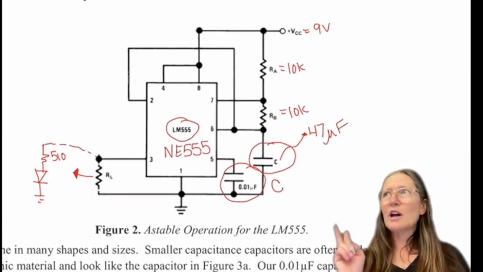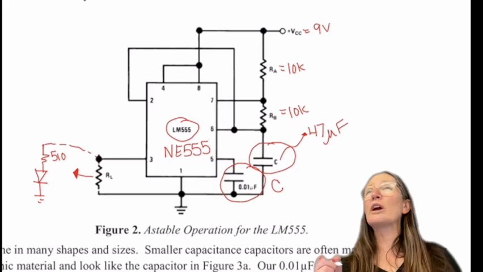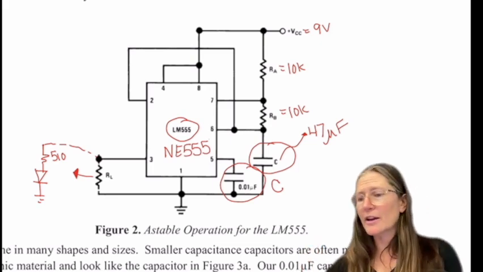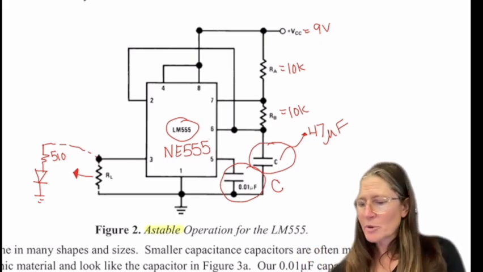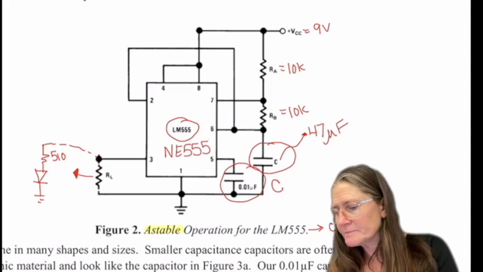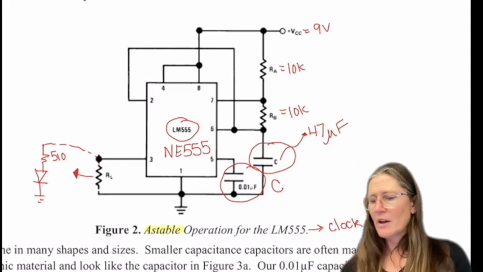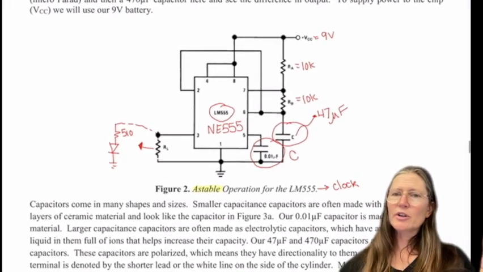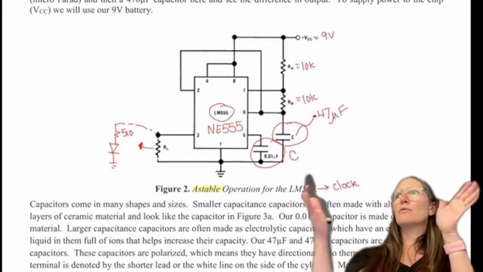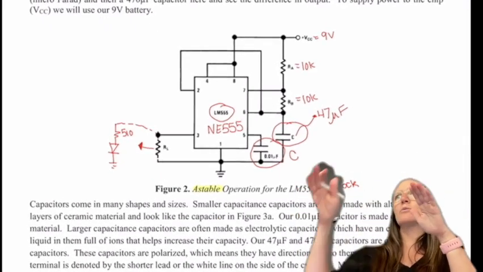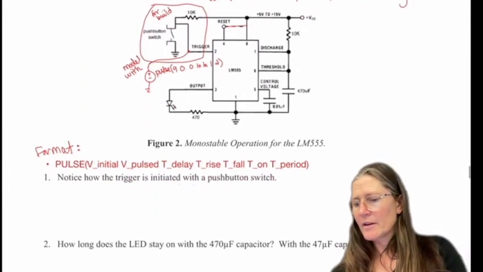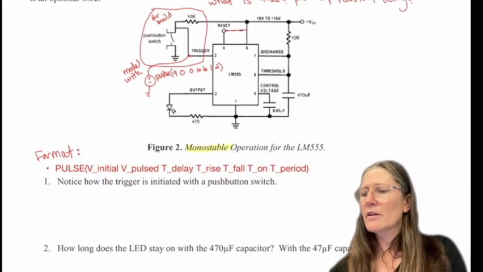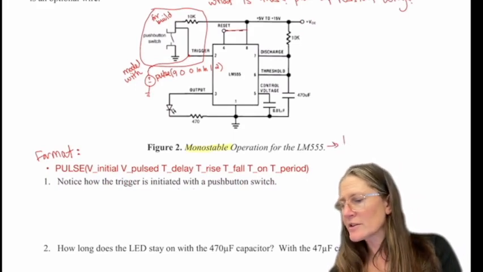So there's two ways of operating it, as I said. One is astable, and for the astable, this creates a clock. The other way is where you create a time frame of when you want it to be on, and then it will turn off, and that is called monostable. So this one creates a time period.